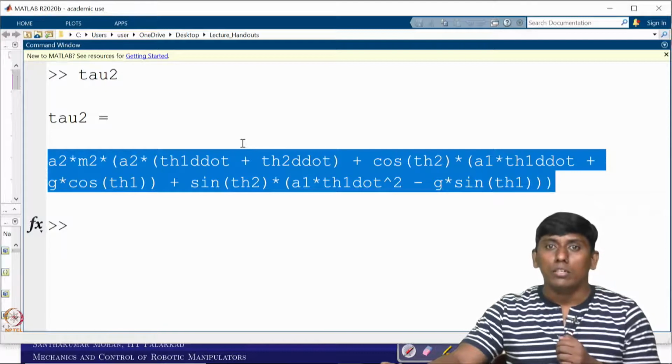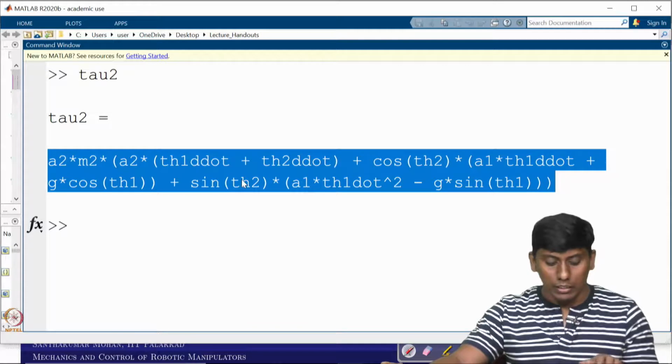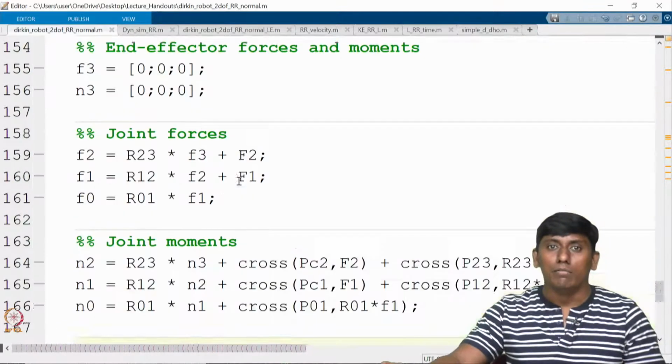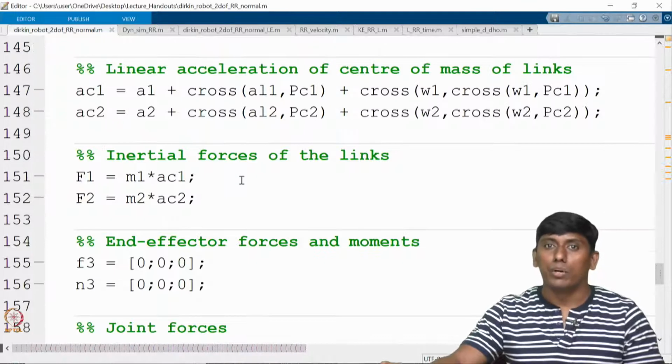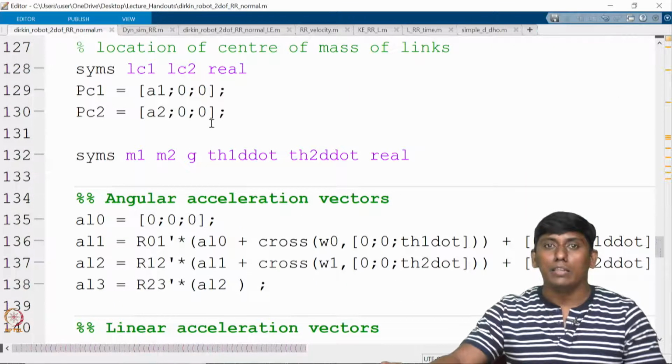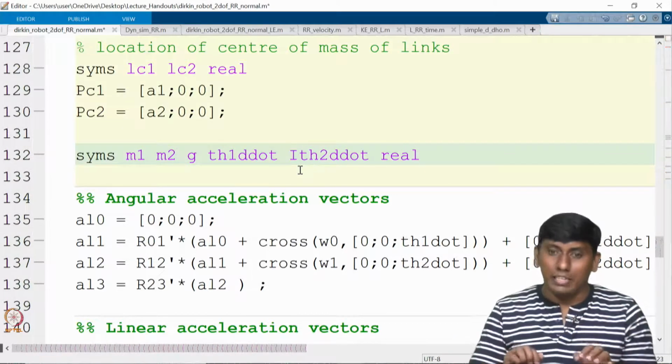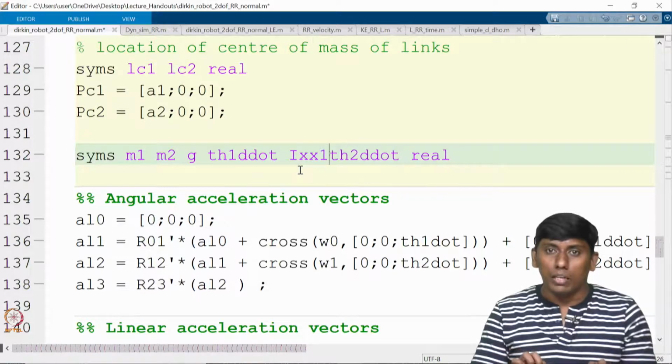Now we have derived this for a very simple model. If you want to do the same thing for something more complicated, for example where there is inertia, say the first link has inertia, meaning only the second moment is there.